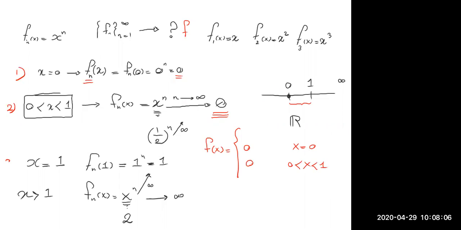The third case is when x is equal to 1. Because f_n of 1 is equal to 1 for all n, their limit is, of course, 1. So f is 1. If x is greater than 1, it's going to be infinity, so there is no limit. It's not defined here because it diverges. This is for non-negative numbers. We can consider the case of negative numbers too.